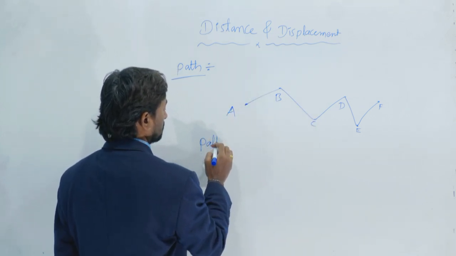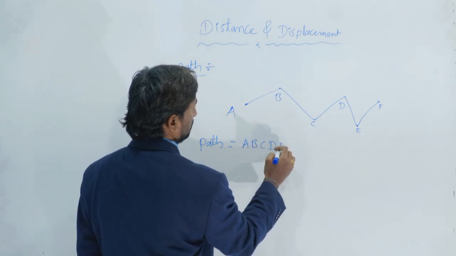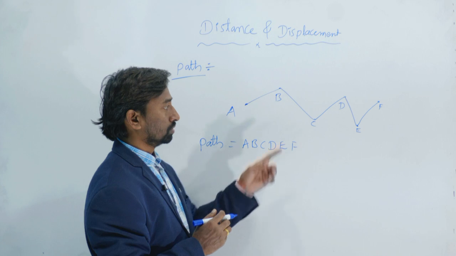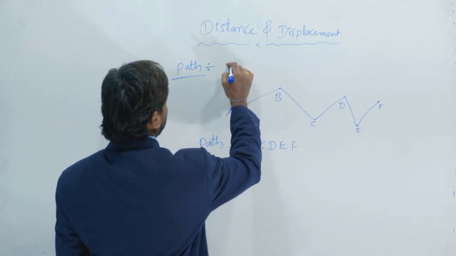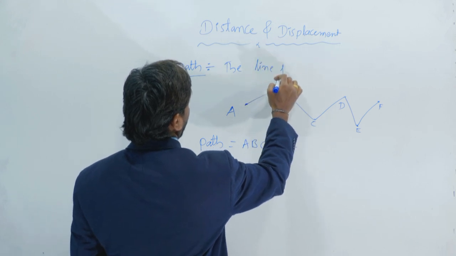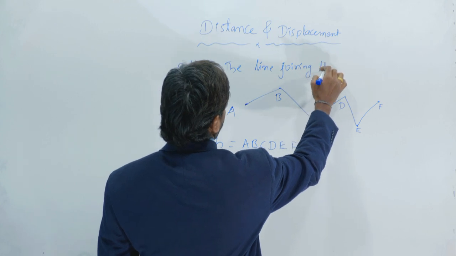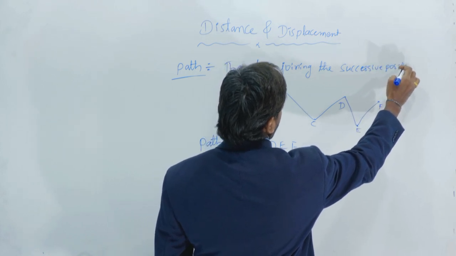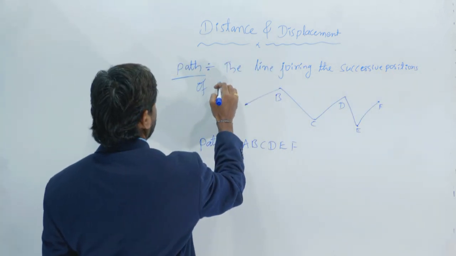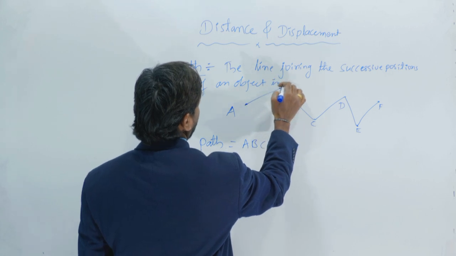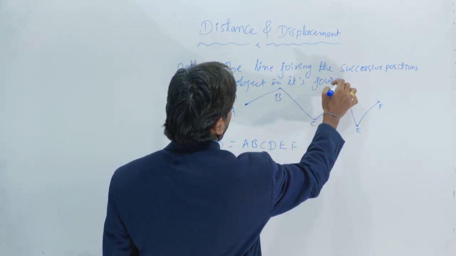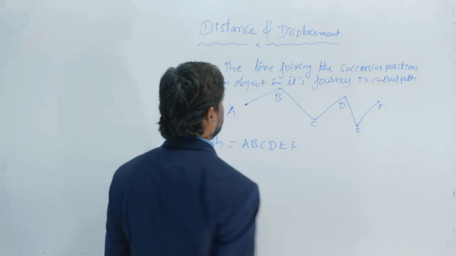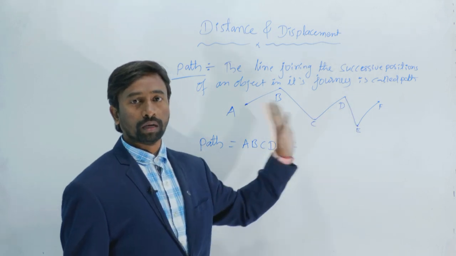Here we can write the path is equal to A, B, C, D, E, F. This is the path. So the line joining the successive positions of an object in its journey is called the path. So A, B, C, D, E, F is the path.